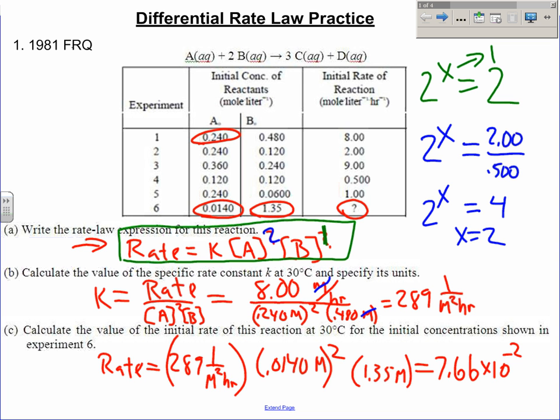And when you multiply out and cancel, those cancel. I'm going to be left with molarity on top and hours on bottom, which makes sense. I'm calculating a rate. It should be change in concentration over a change in time. So that's how you would do problem number 1.